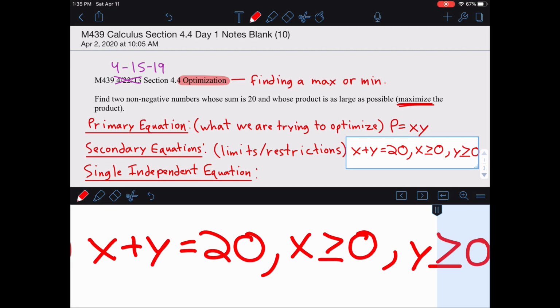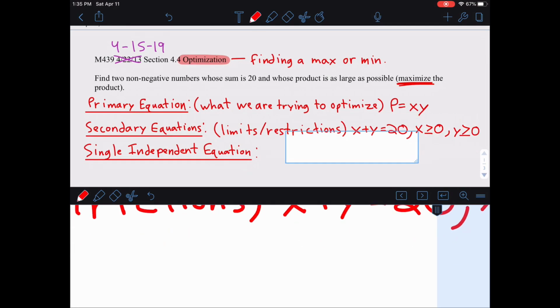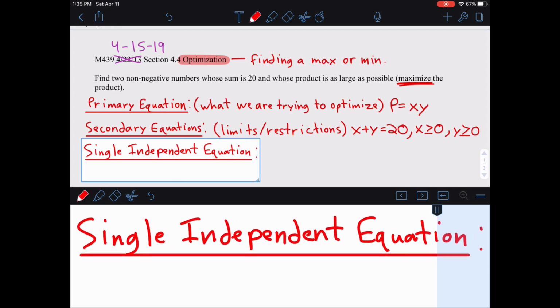Okay, and the last thing I like to do is establish something called the SIE, the single independent equation. Single independent refers to a variable. So remember, there's independent variables and dependent variables.